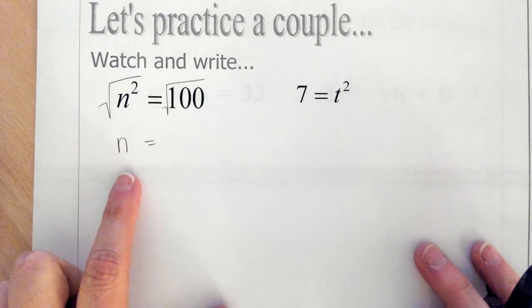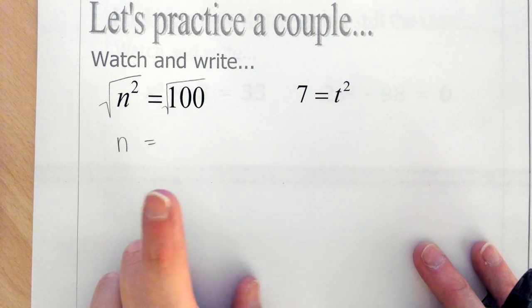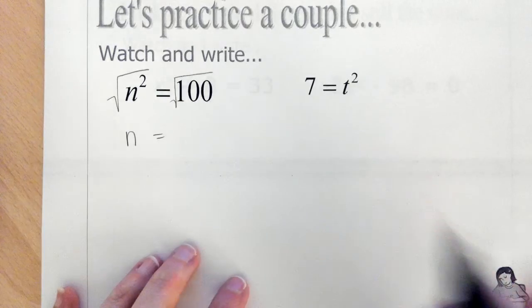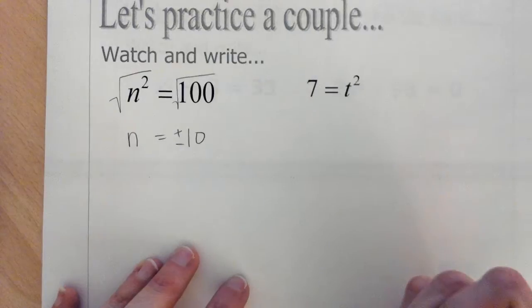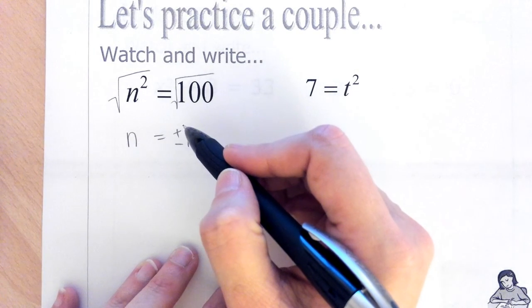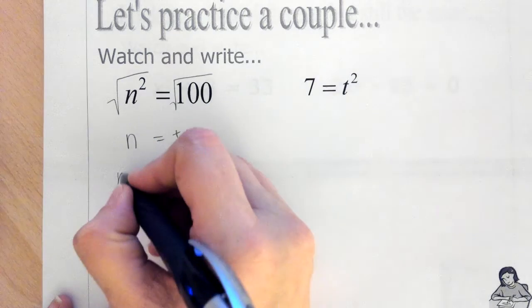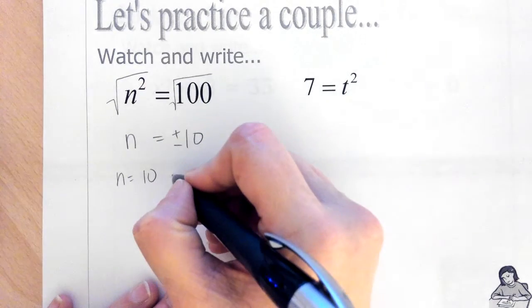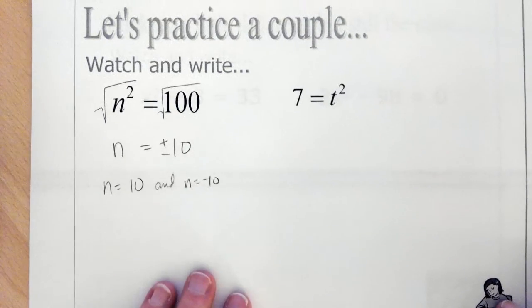Now, even though we know there's two roots, we're only going to put plus or minus on one side. We're going to put it on the number side. You see what I'm saying? So what's the square root of 100? 10. But it's plus and minus 10. Now, how many of you are a little freaked out by this plus minus symbol? All that means is it's plus and minus, so it's both of them. So that means n equals 10 and n equals -10. That's what plus and minus means.